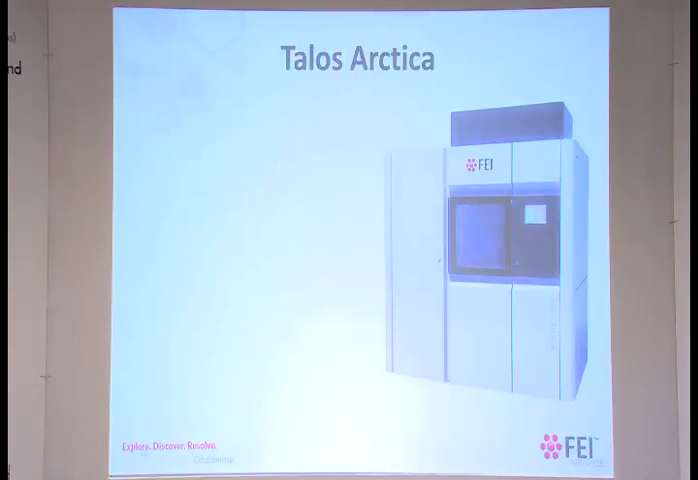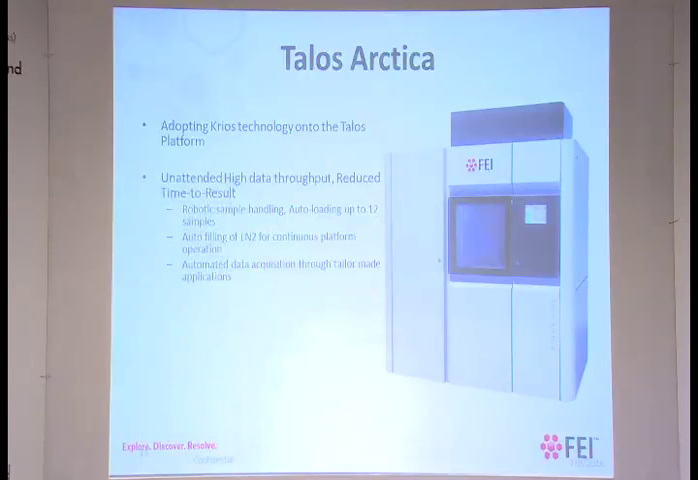So this is the Titan's kind of little brother. It's called the Talos Arctica, and essentially we're adapting the Krios technology onto the Talos platform. So this has an objective lens which has a constant power lens. So it's a C-twin. On the Krios, all the lenses are constant power lenses, which makes the machine, of course, much more expensive.